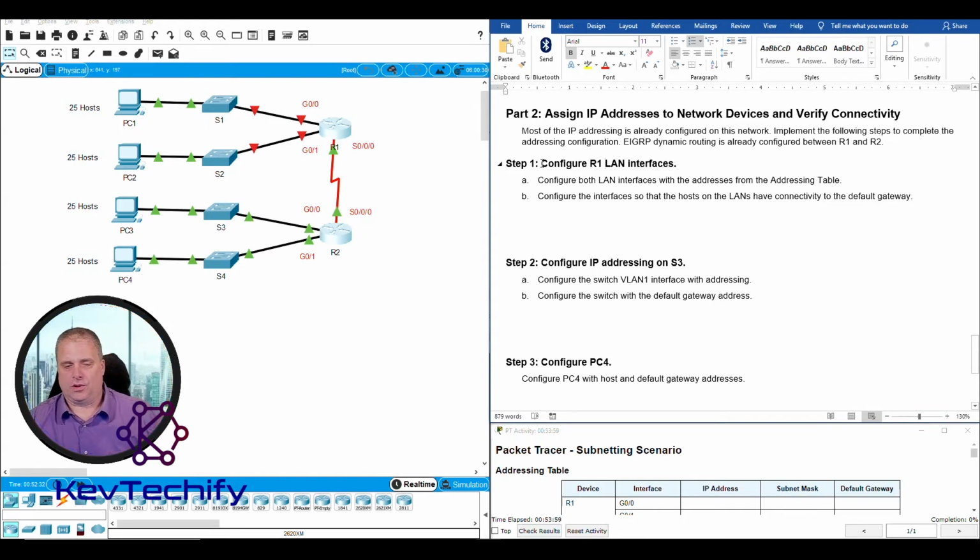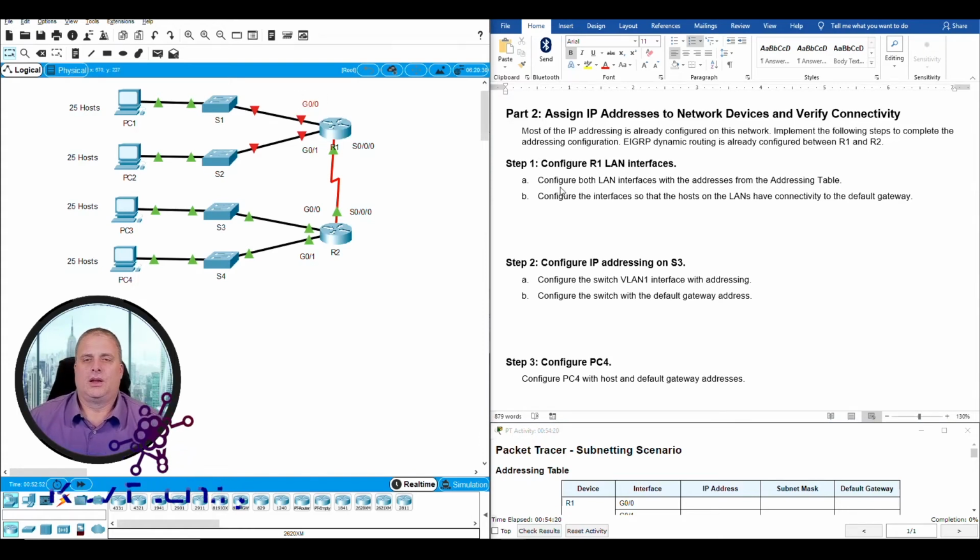What we're looking for is our R1 here. We're going to configure these interfaces right here. Configure both LAN interfaces with the addresses from the addressing table. We've got to configure G0/0 and G0/1, and then configure the interfaces so the hosts on the LANs have connectivity to the default gateway, meaning we need to turn the interfaces on at that point in time.